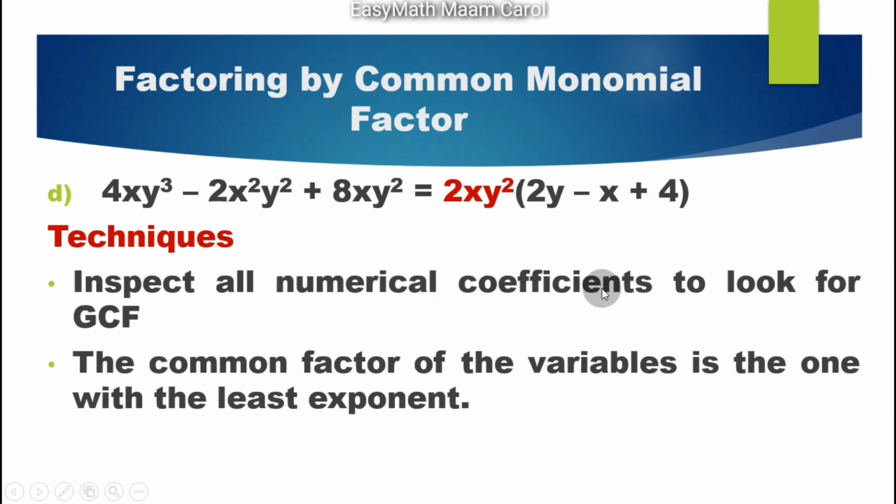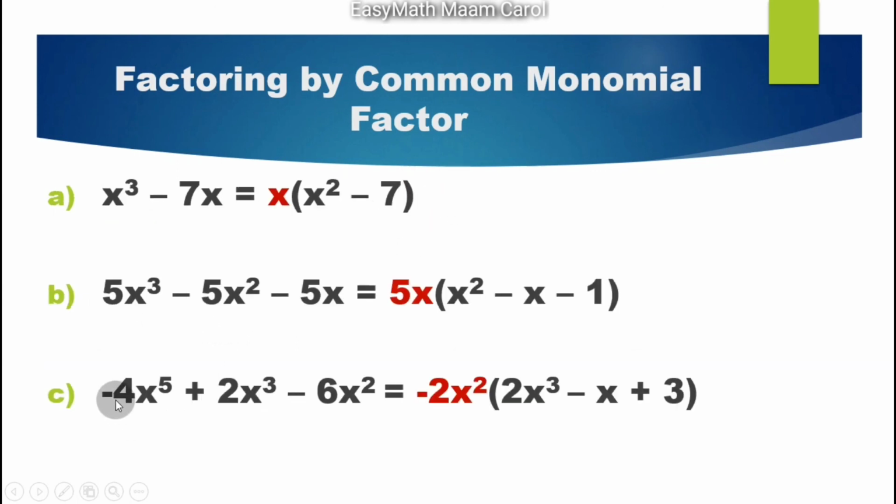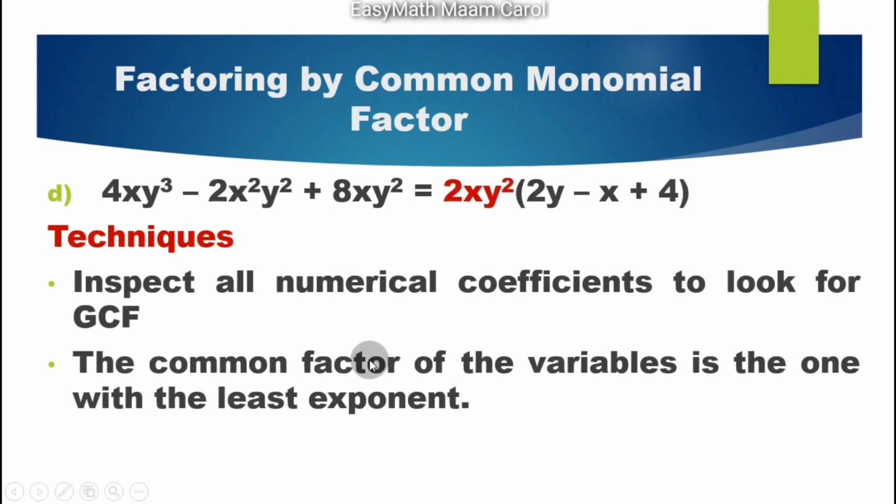So, inspect all numerical coefficients to look for the GCF. So, tingnan muna yung mga numbers, kung ano yung common factor, yun muna yung ilagay. Doon sa letter C natin kanina, take note, dahil ang unang-unang factor ay negative, we have to factor out the negative sign first para malinis na yung unang term nung nasa loob ay positive din. Okay? And then, the common factor of the variables is the one with the least exponent. Pagdating naman doon sa mga y's, x, at saka yung mga variables natin, pipiliin natin yung may pinaka-maliit na exponent. So, that is how we do it.